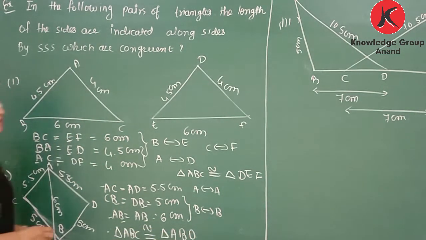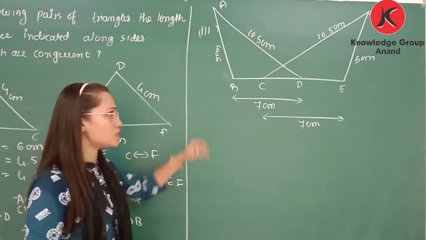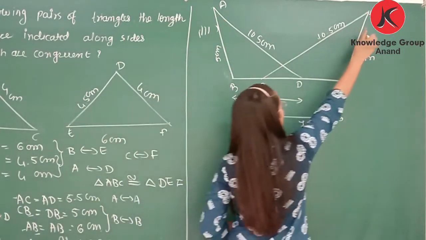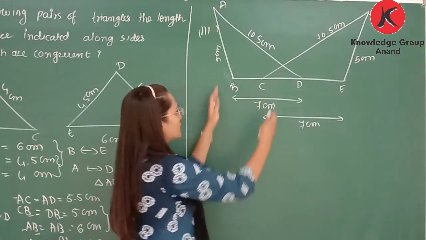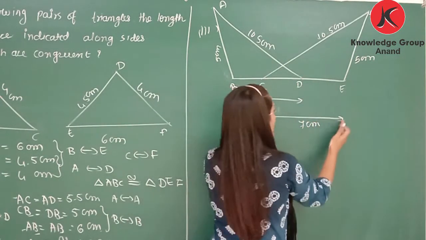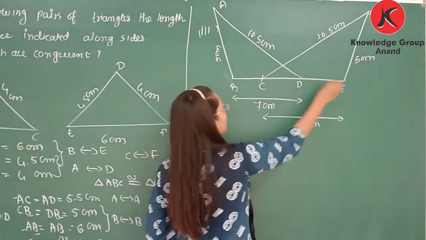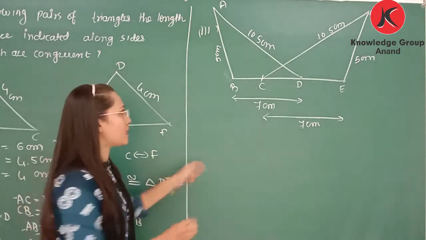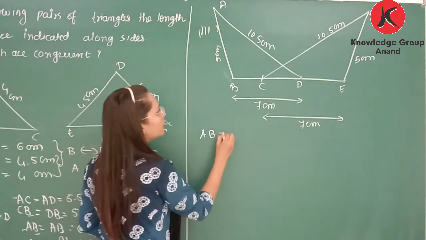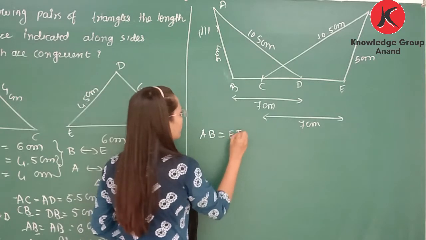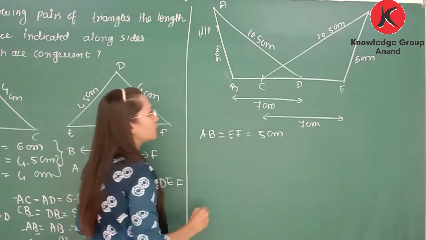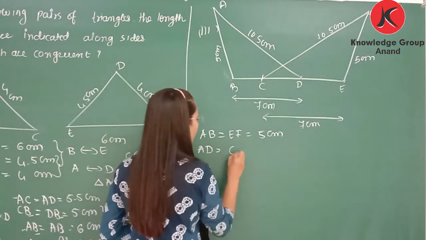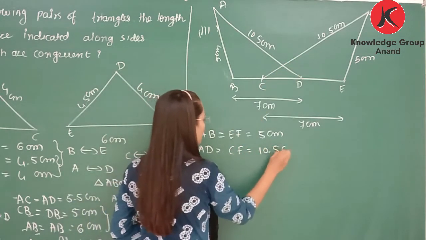Clear? Now next. In this figure, two triangles are given, ABD and CFE. Clear? This BD is 7 cm and CE is 7 cm, meaning this length and this length are equal, because it is SSS criteria. So let's write AB is equal to EF, that is 5 cm. Now AD is equal to CF is equal to 10.5 cm.